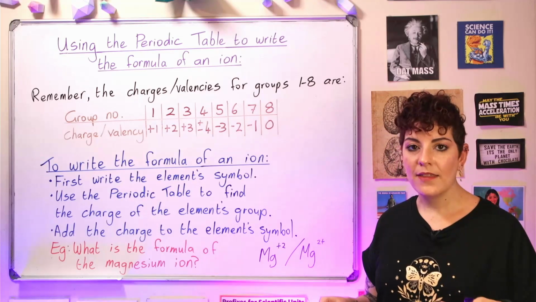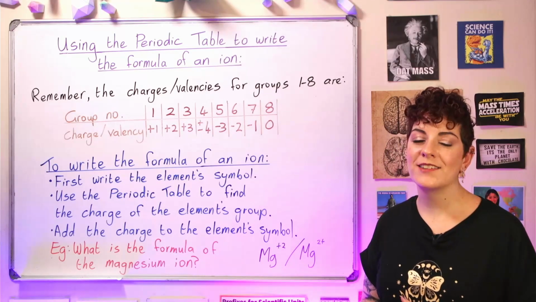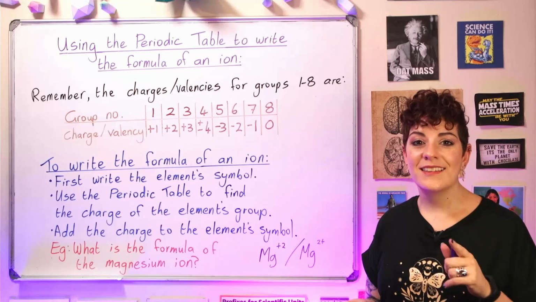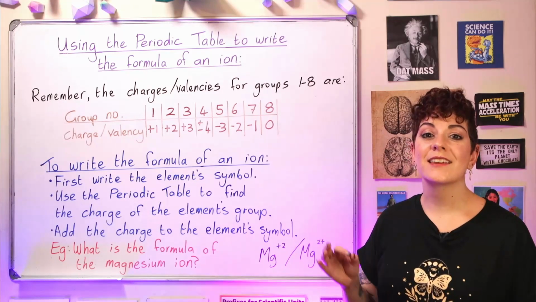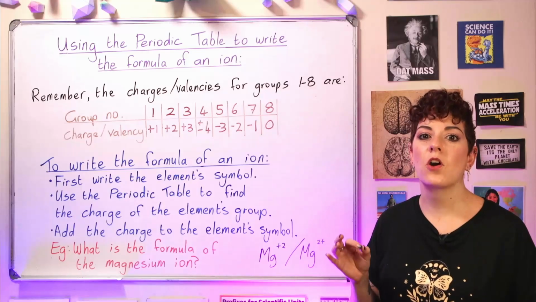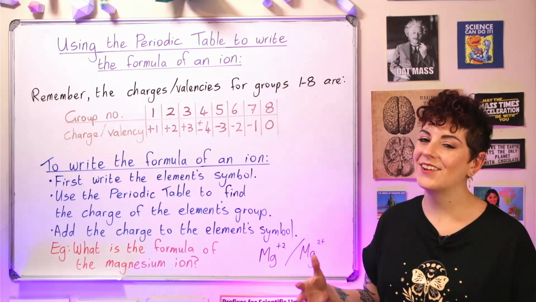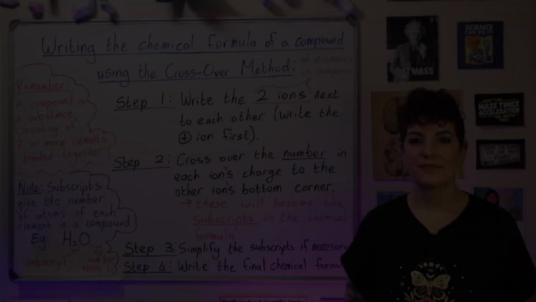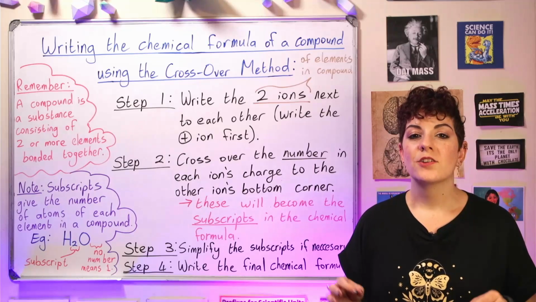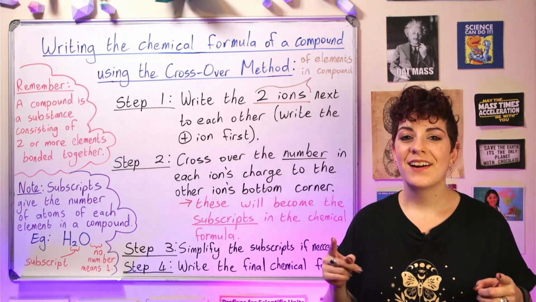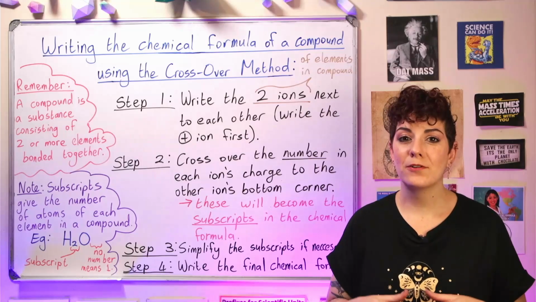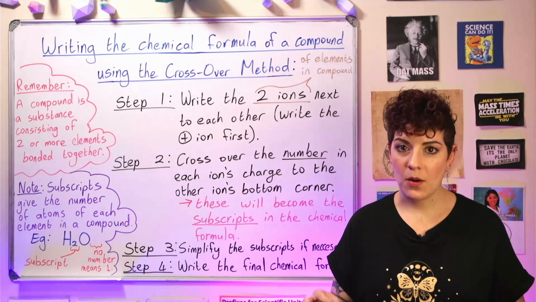Okay. Now that we are familiar with writing the formulae of ions, let's take a closer look at how we can use this to write chemical formulae of compounds. Let's take a look. Right, so now we're going to use everything we've learned so far in the lesson to help us write the chemical formulae of a compound.